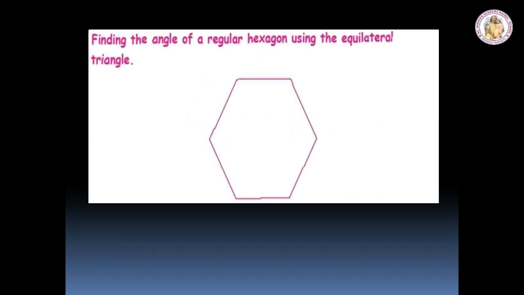Let us find the angle for the hexagon using the equilateral triangle. We have already seen the equilateral triangle. This is called hexagon. Hexagon means it always has 6 sides. How many sides? 6 sides. It always has 6 vertices and 6 sides. But in a triangle we have only 3 sides. But in a hexagon we have 6 sides. That is called hexagon.